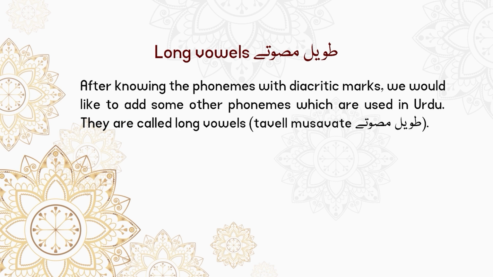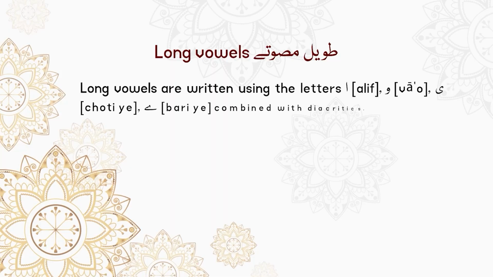After knowing the phonemes with diacritic marks, we would like to add some other phonemes which are used in Urdu. They are called long vowels, tawil musawwate in Urdu. They give a long sound and work with some diacritic marks. Long vowels are written using the letters, for example, alif, वाव, छोटी ये, बड़ी ये. They are combined with diacritic marks.